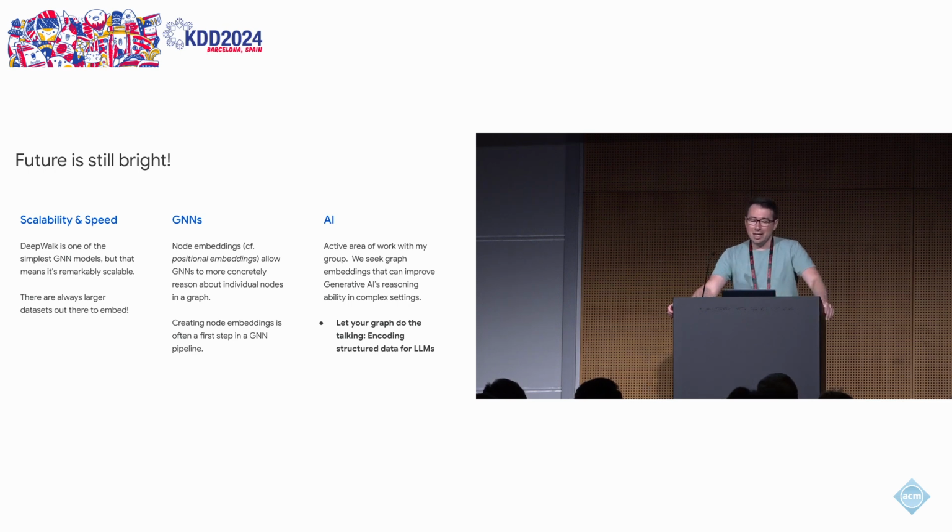Beyond that, an active area of work in my group is the intersection of graph structure and language models. We're looking for graph embeddings that can improve generative AI's reasoning capabilities in complex settings. We have this draft on arXiv about letting your graph do the talking, which is basically injecting a graph embedding, not learned through DeepWalk, but there's no reason why it couldn't be. We show that when you can stick the graph directly in the token space of the model, you can really make the graph reasoning capabilities of the model a lot better. Applications like these are going to be with us for a while.